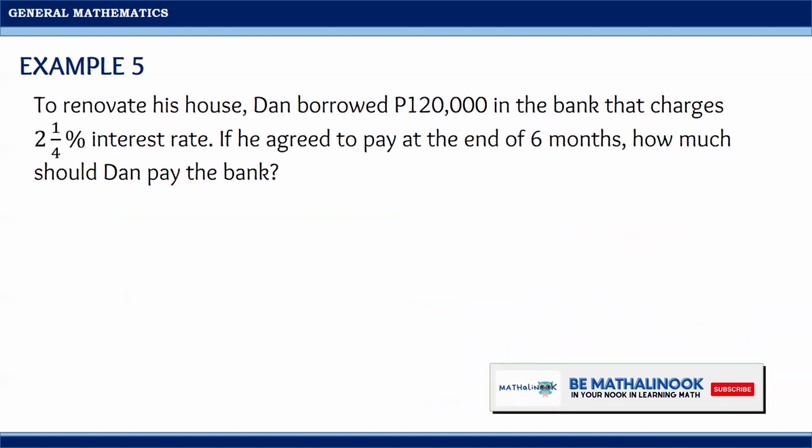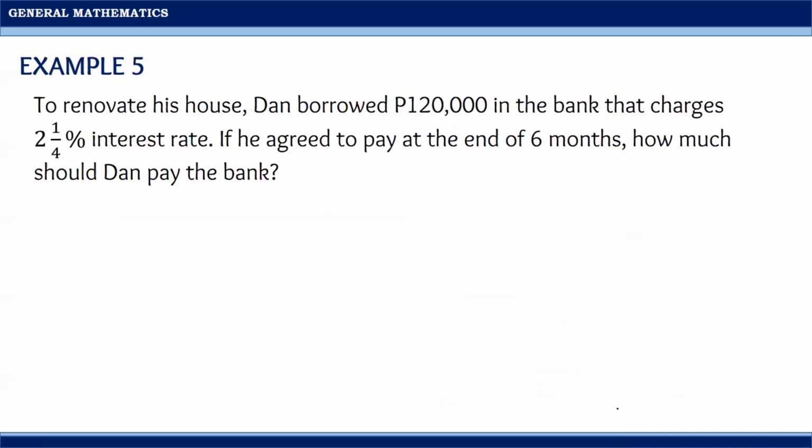For our last example, to renovate his house, Dan borrowed 120,000 pesos in the bank that charges 2 1/4% interest rate. If he agreed to pay at the end of 6 months, how much should Dan pay the bank? In the question, how much should Dan pay the bank, it means that we are looking for the future value. Therefore, to determine the value of F, we need to write first our given. Dan borrowed 120,000 pesos. Therefore, P equals 120,000.